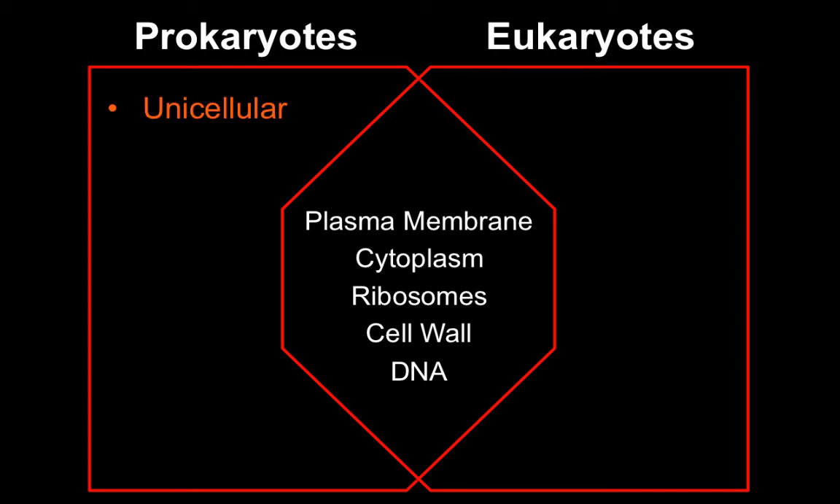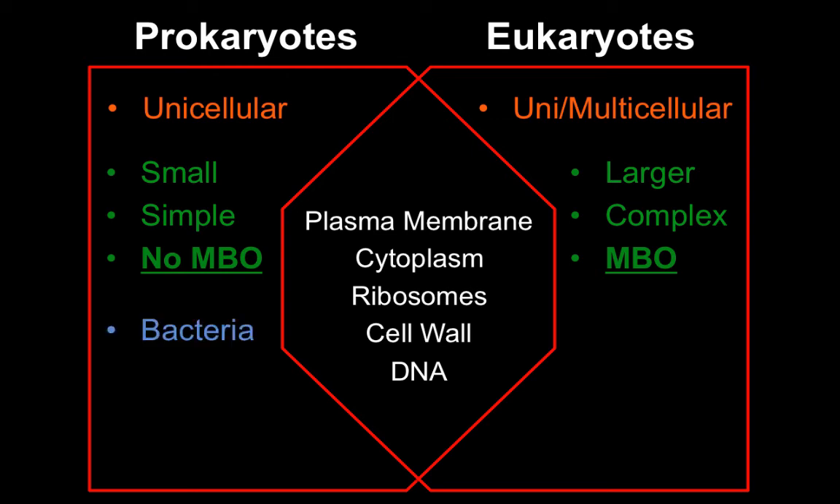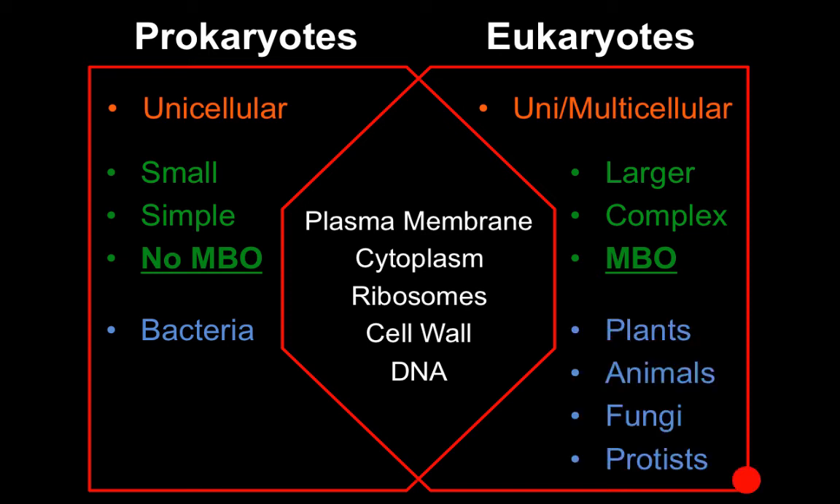Prokaryotes, though, are unicellular, as opposed to eukaryotes, which are uni or multicellular. They're small, simple, with no membrane-bound organelles, whereas eukaryotes are larger, complex, and do have membrane-bound organelles. Bacteria are the only examples of prokaryotes, and everything else is a eukaryote.